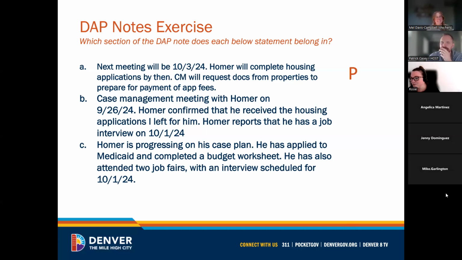Good job, everybody. All right, how about B, case management meeting with Homer on 9/26. Homer confirmed he received the housing applications I left for him. Homer reports he has a job interview on 10/1. Is this assessment or data? Data. I see a lot of data. Oh, it's actually assessment. Those ones can be similar. I think maybe those flipped around.